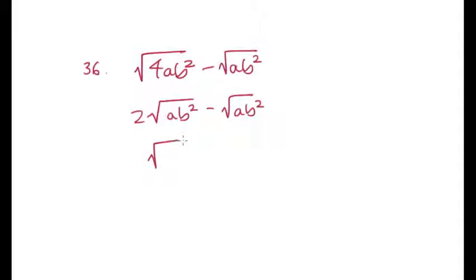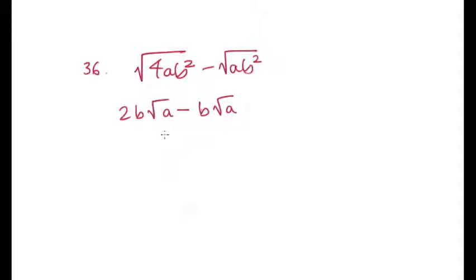And we're left with an ab squared. Of course, this also simplifies to b rad a. You could also do it this way. You could actually take out that b squared before everything else, so you'd be left with a 2b rad a minus b rad a, and you would be left with b rad a. You could do it that way as well.